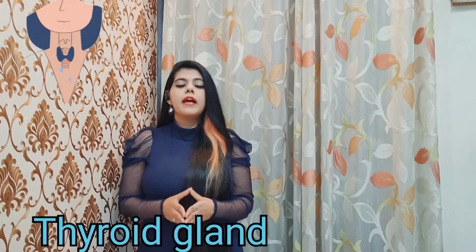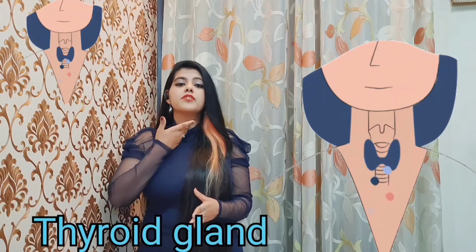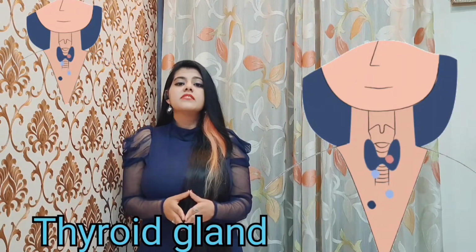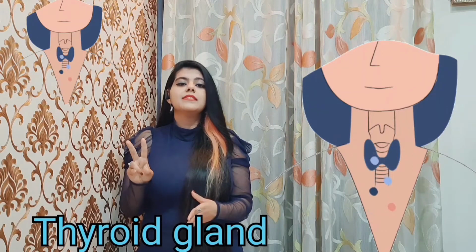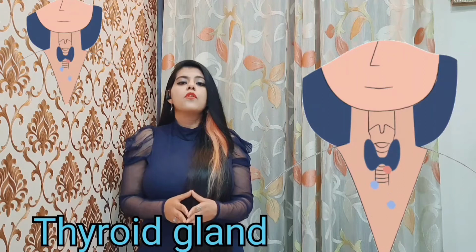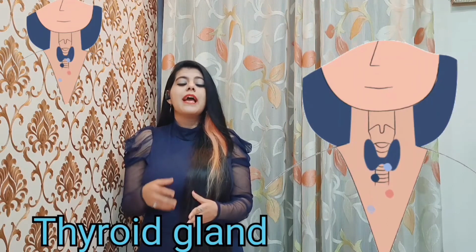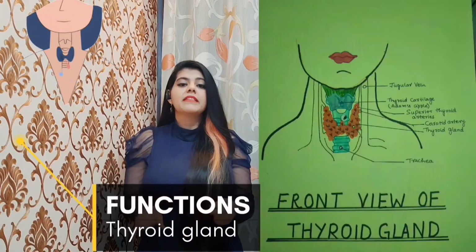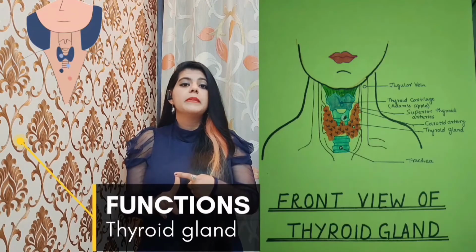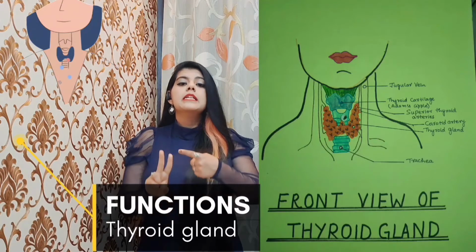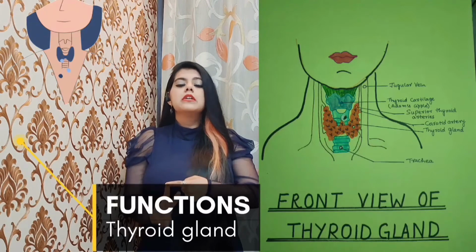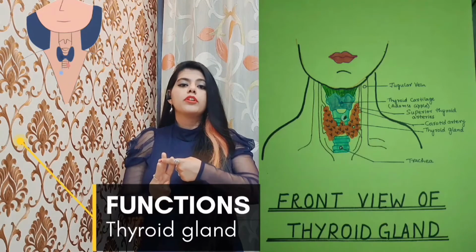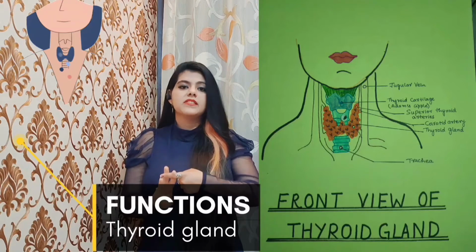Talk about the thyroid gland. The thyroid gland is present in front of the neck. It is the largest endocrine gland, which synthesizes two hormones, that is T3 and T4, which is also known as thyroxine, and calcitonin. If we talk about the functions of the thyroid gland, the first function is it regulates the basal metabolic rate. The second function is it stimulates the growth of the body. Third, it plays a very important role in calcium metabolism.